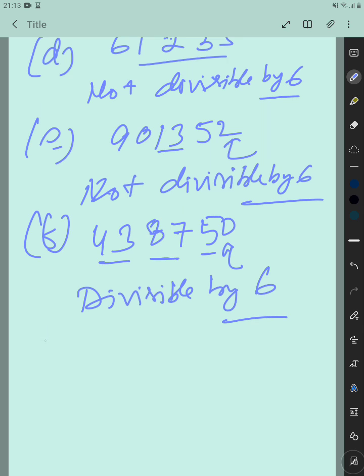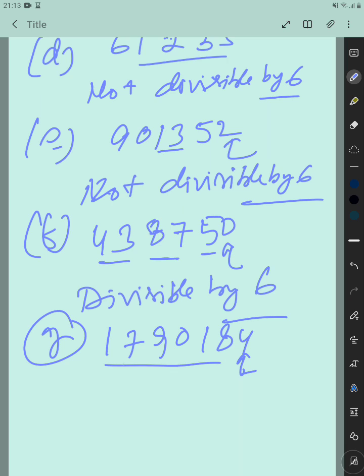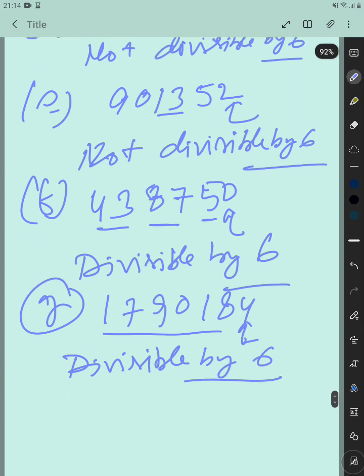Now we have come to part G. G is 1790184. Since it is an even number, it is divisible by 2 also. Now we'll test for 3. For finding divisibility by 3, we need to add all digits. 1 plus 7 is 8, 8 plus 9 is 17, then 1 is 18, 18 and 8 is 26, and 26 plus 4 is 30. 30 is divisible by 3, so it is divisible by 6 also.